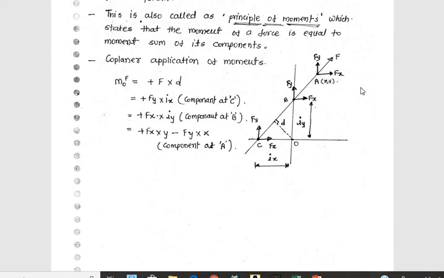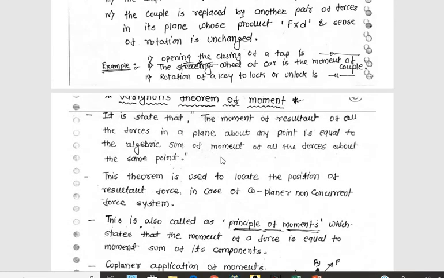Okay, so Fx is creating a clockwise moment, that is Fx into y, and Fy, this point is here, so Fy is creating an anti-clockwise moment, minus Fy into x. Okay, so the moment of the main force is equal to the moment of its components, and this is the Varignon theorem. Okay, this theory you will remember.